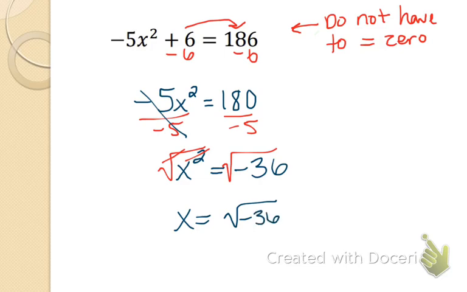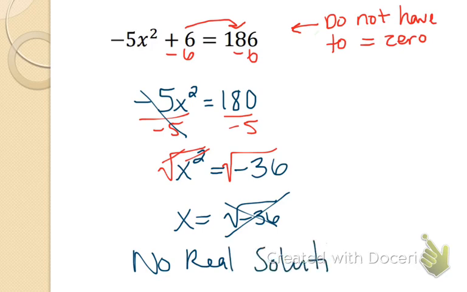For the purpose of it being algebra 1, this cannot be our answer. Our radicand can never be negative. Therefore, our answer is no real solutions. We cannot end up with a negative inside the square root. When that happens, that's it. Stop right there. Your answer is no real solutions.